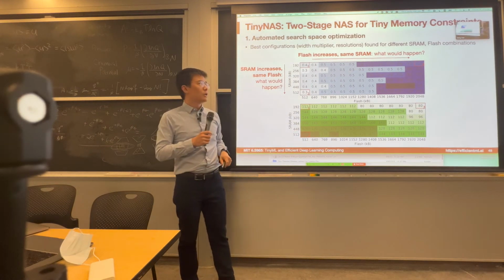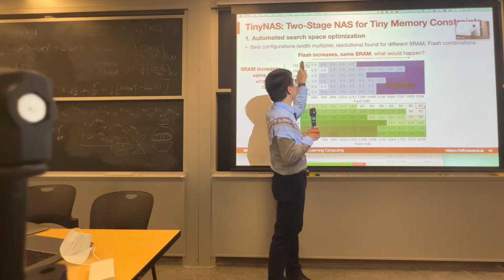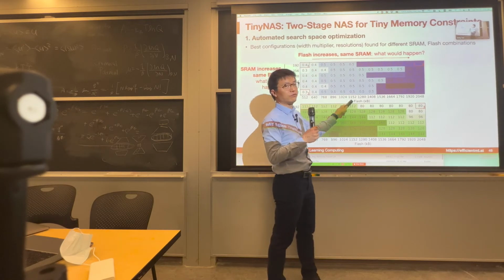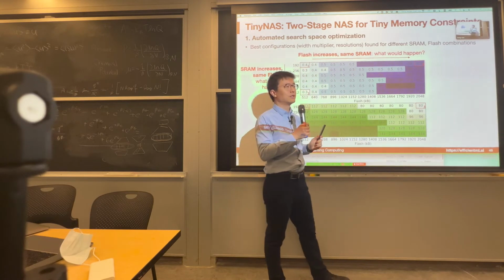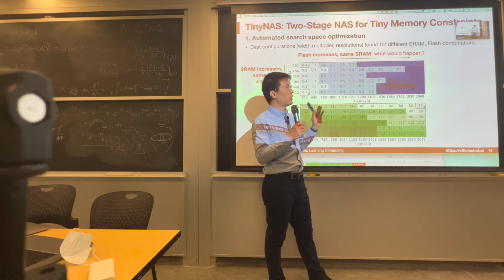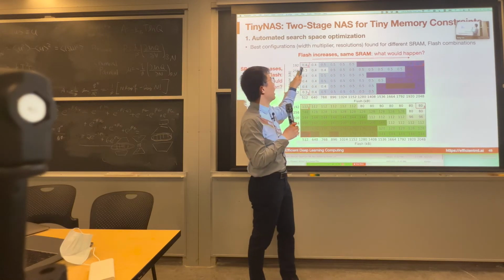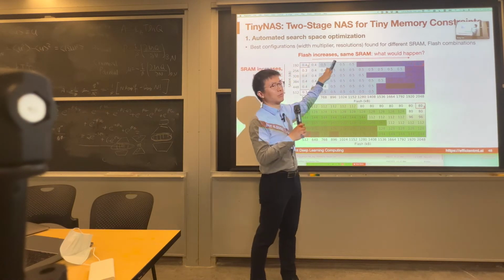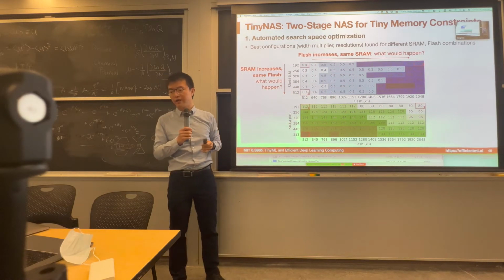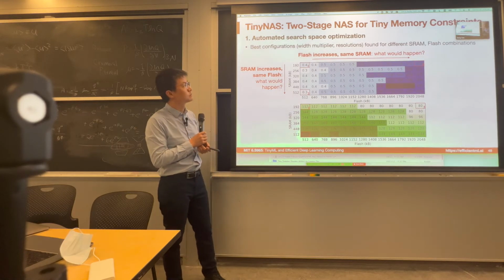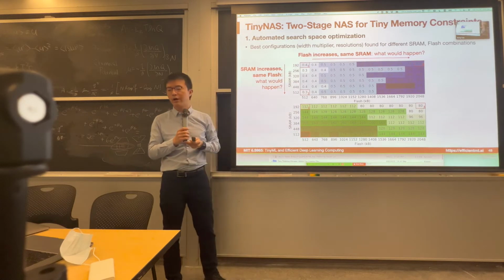So as the flash increases, given the same amount of SRAM, we are increasing the flash from 512 kilobytes all the way to 2 megabytes. So what happens to the model design? Let's brainstorm a little bit. What happens to the model design if we increase the amount of flash? How should we change the width multiplier and also the resolution? This is the width multiplier. The green part is the resolution.